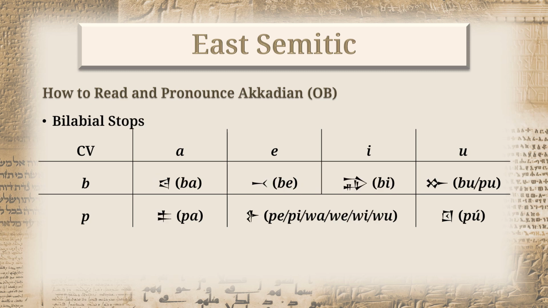Now let's go to bilabial stops. There's a voiced and a voiceless bilabial stop. So you've got the signs ba, be, bi, bu. Bu can also be read pu, so those 2 phonetic values seem to be one as common as the other. And you have a sign for pa. This sign can be read pe, pi, or also wa, we, wi, or wu. And this one, because this is already pu, this one is pu number 2.